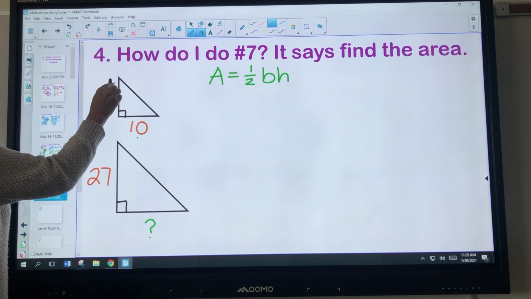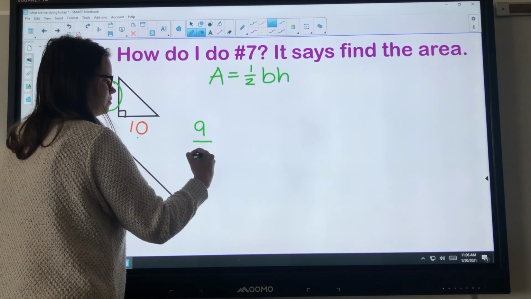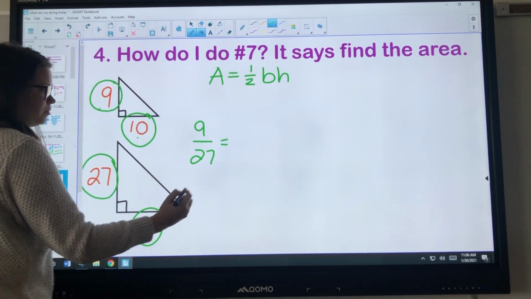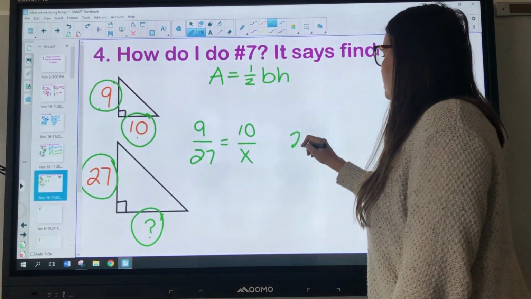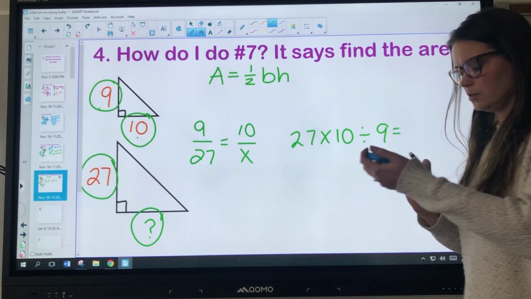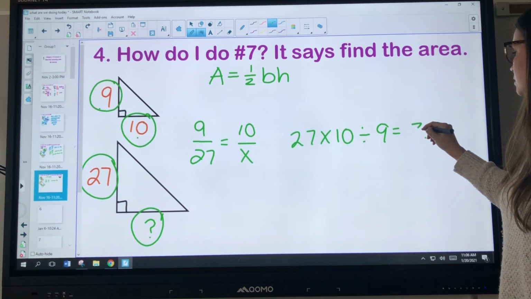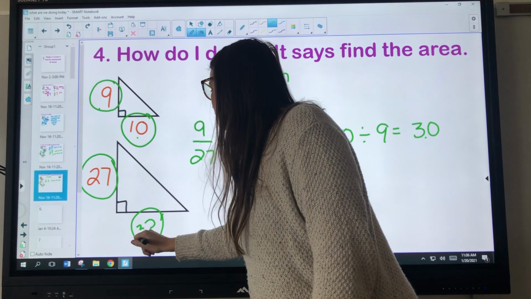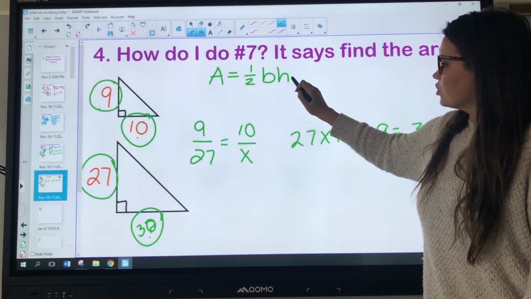So let's do the left side over the left side equals the bottom over the bottom. 27 times 10 divided by 9. Okay, 30 is not your answer. 30 is not your area. 30 is just this.